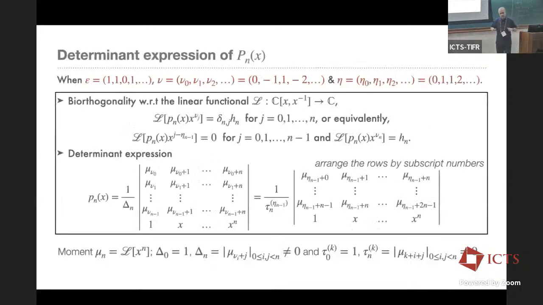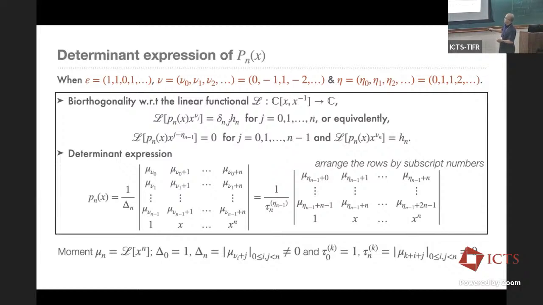In order to understand this completely, from the point of view of exact solutions, we also need to consider it. We can analyze it by using the theory of orthogonal polynomial systems. Here we have to slightly modify the theory, but it's possible to introduce the determinant expression. It's not so difficult, and here Pn(x) follows from this biorthogonality relation. It's easy to express it as a determinant like this.